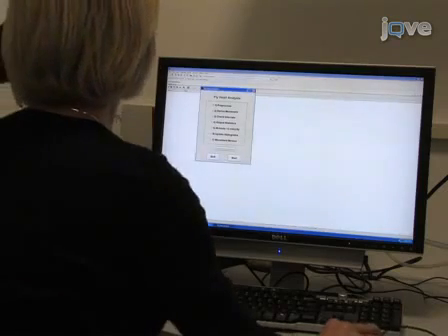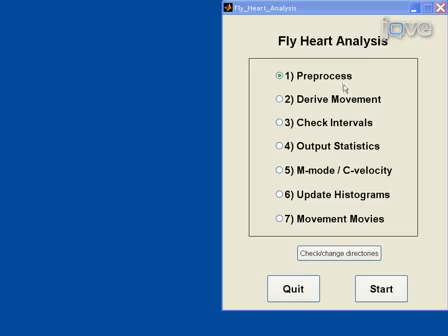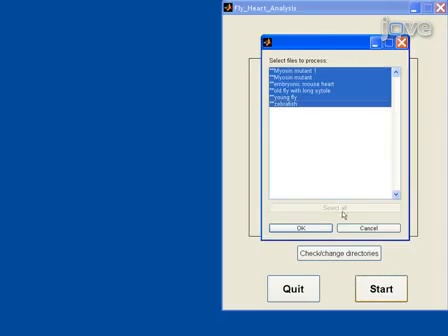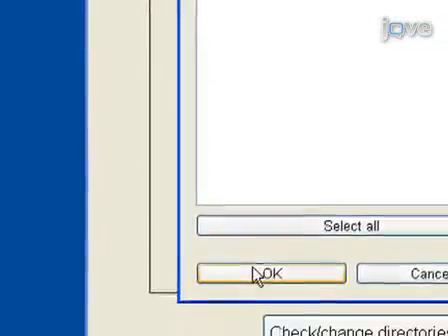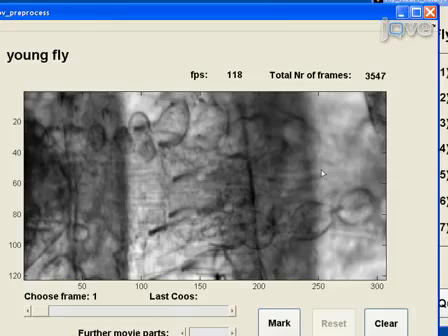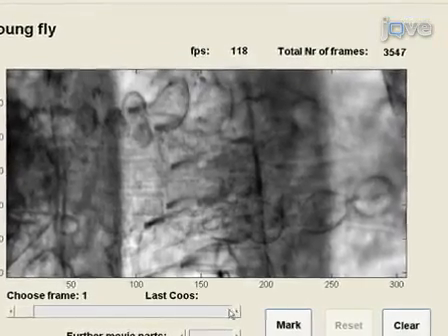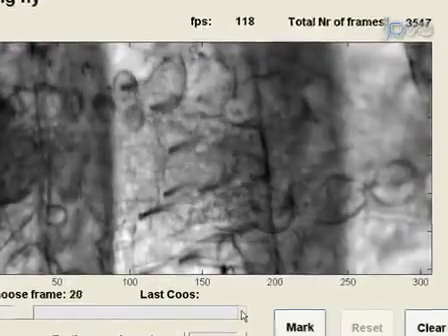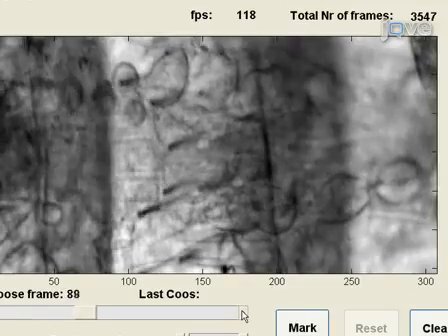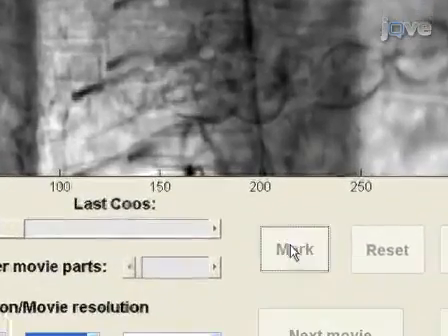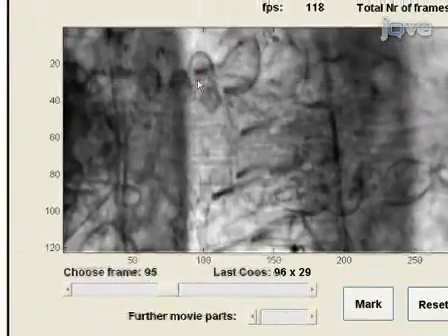In the pre-process window, select the movie or movies you wish to look at. We will select the movie you just saw of a heart from a young fly. Optical recordings can be advanced at slow speeds and even one frame at a time to allow precise identification of the frames where maximal contraction and relaxation of the heart occur. Make one pair of marks to identify these edges.